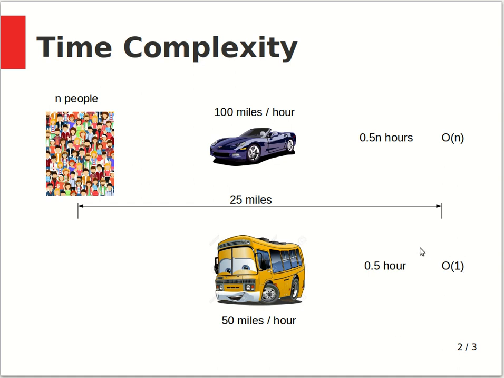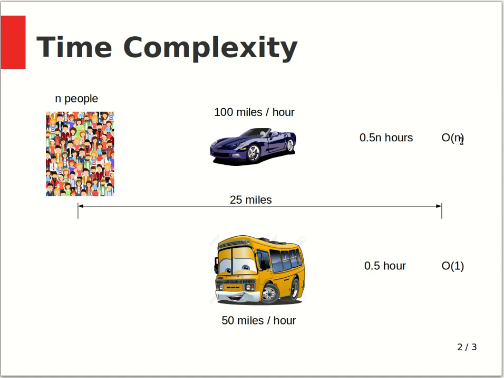But the problem is that if the size of the problem keeps increasing, suppose n increases from 1 to 2 to 3. As you increase n, eventually this O(1) algorithm is going to run faster than O(n). And people don't really care about those special cases where n could be very small. People care about situations where n could be very, very large.